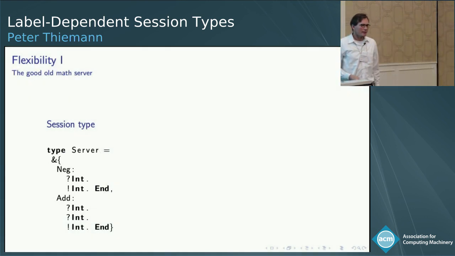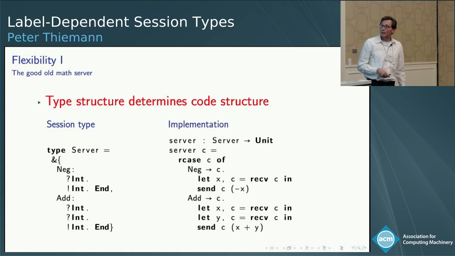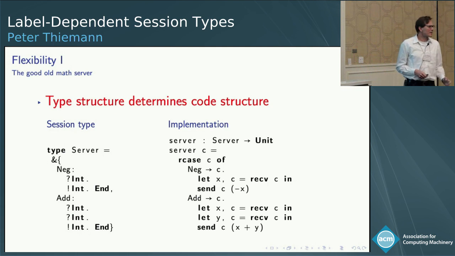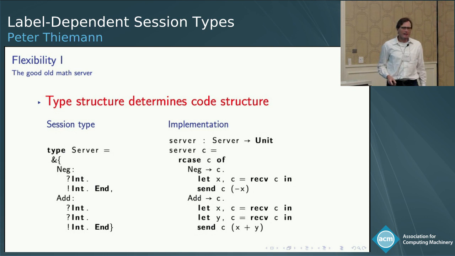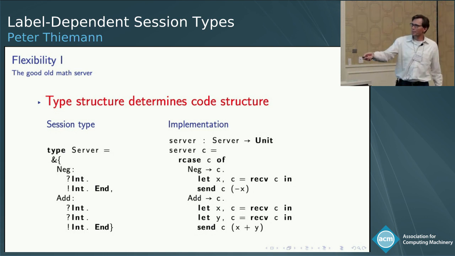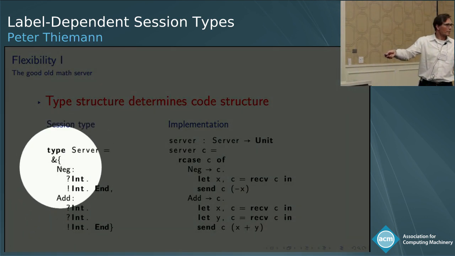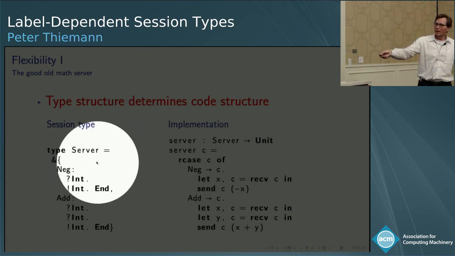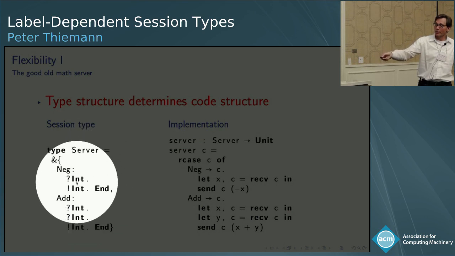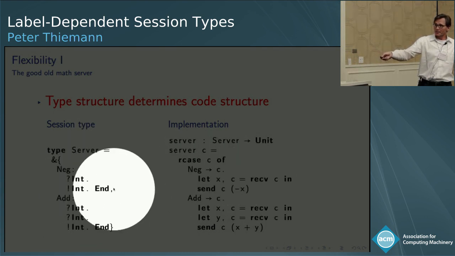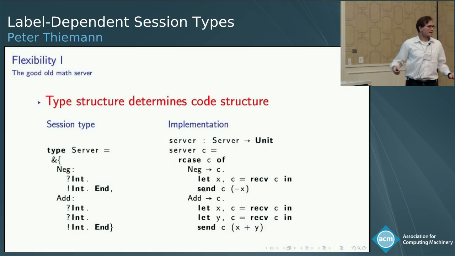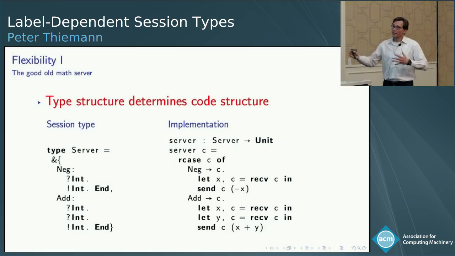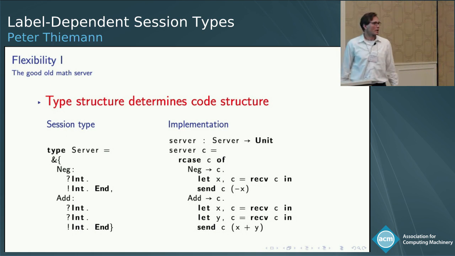Now the key thing about this traditional session type is that the type structure essentially determines the code structure. I put it here side by side, and I won't go through it deeply, but here you have the branch type that is decomposed by the case, which receives the command, and then you have the dispatch on the two commands. For receiving an int, you have a receive operation, for sending an int, a send operation, etc. So the type structure and the code structure are pretty much interlocked.